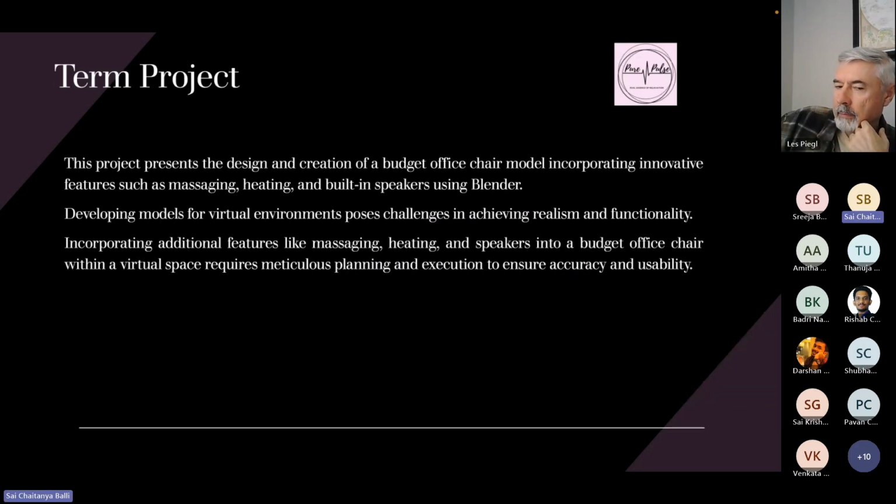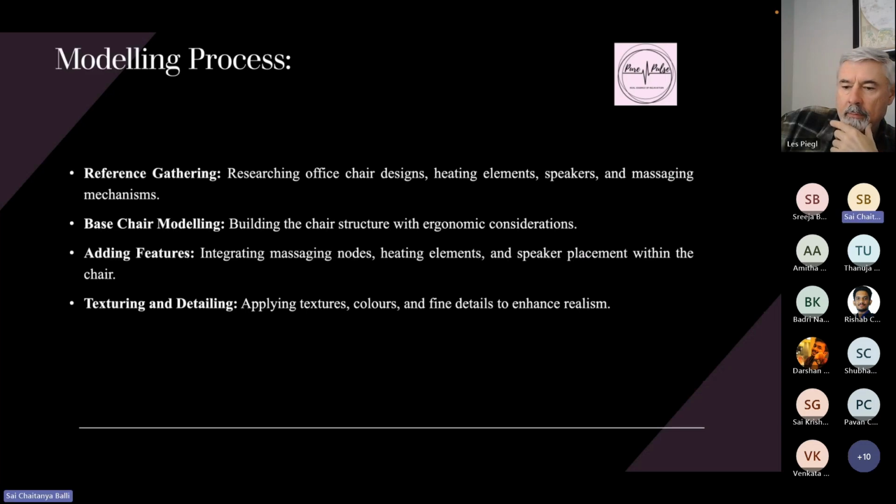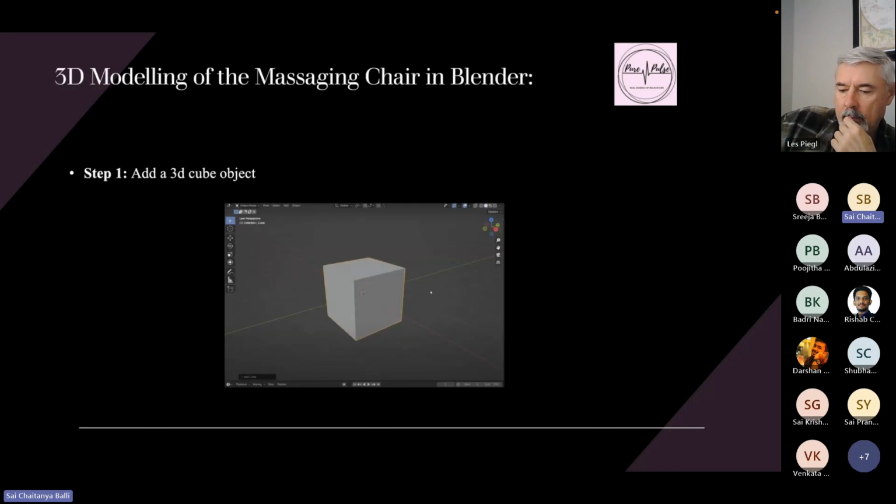So first, for the modeling process, we gathered the references, then made the base chair modeling using a pen and paper sketch. Then we added the features, and the last part was adding texturing and the details. So this is how we have done our project, building the massaging chair in Blender.